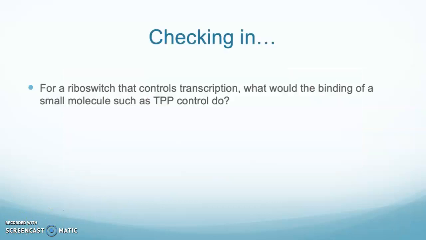So just a quick check-in: for a riboswitch that controls transcription, what would the binding of a small molecule such as TPP do? So you want to think about, with riboswitches, what is it that these small molecules can do, and think about the conformation of the messenger RNA.